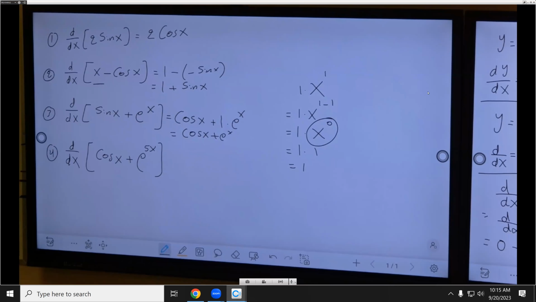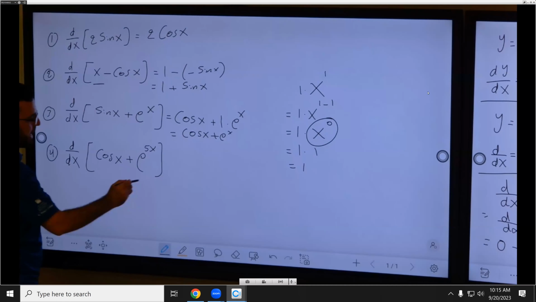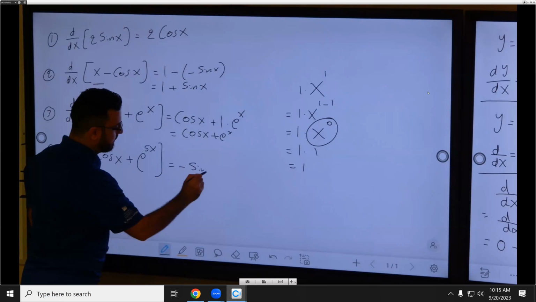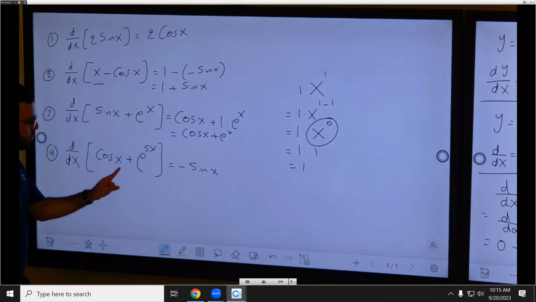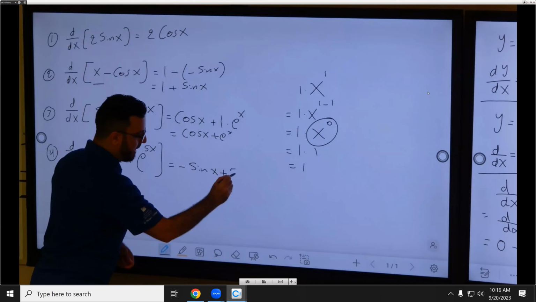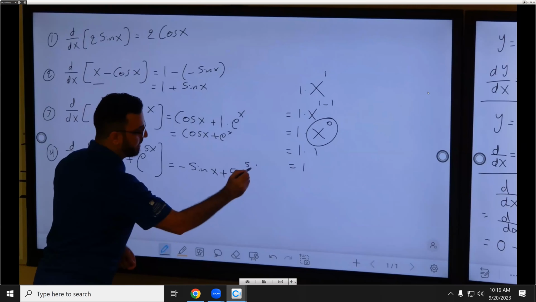Next one. Cosine x plus e to the 5x. What's the derivative of cosine? Negative sine x. What's the derivative of e to the 5x? 5e to the 5x. That's it.